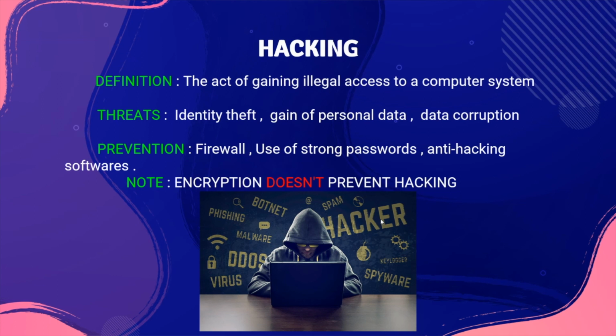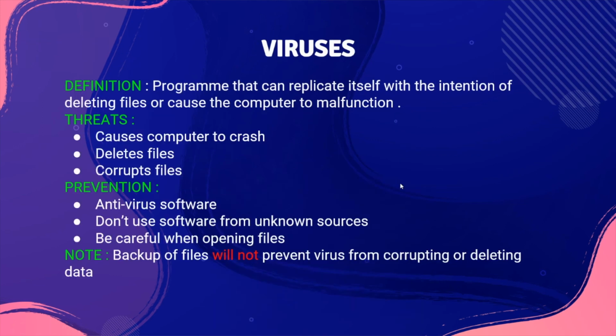Now let's move on to the next security risk, and that is virus. Virus is a program or a program code that replicates itself in the intention of deleting files or to cause computer to malfunction. The threat caused by virus include computer getting crashed or files getting deleted and files getting corrupted. Prevention strategies include usage of antivirus software, restricting the use of software from unknown sources. An important point to notice: backup of files will not prevent virus from corrupting your files.